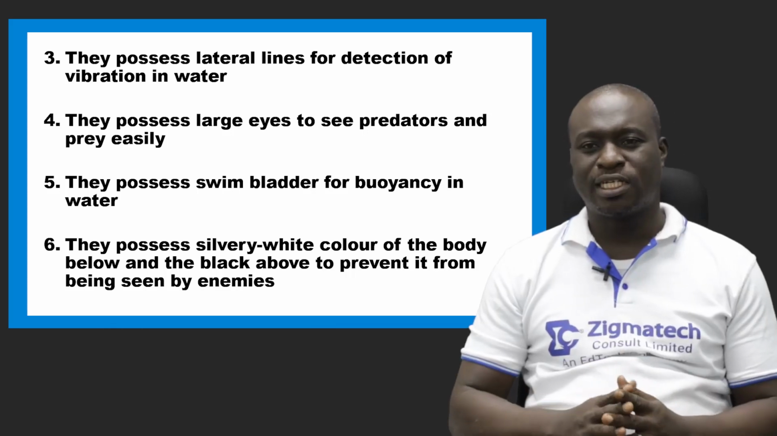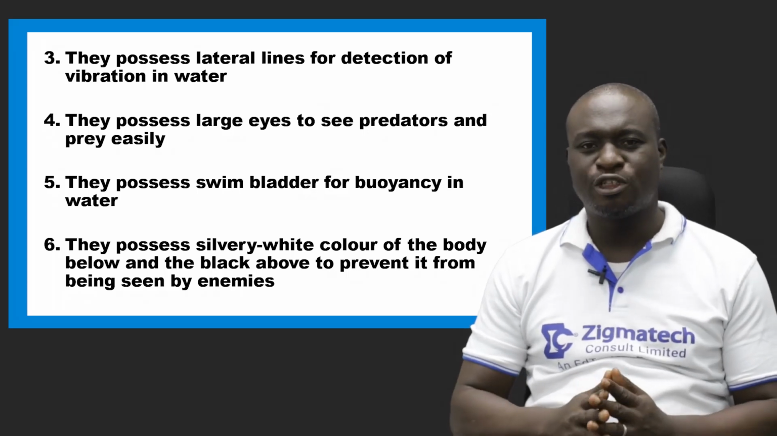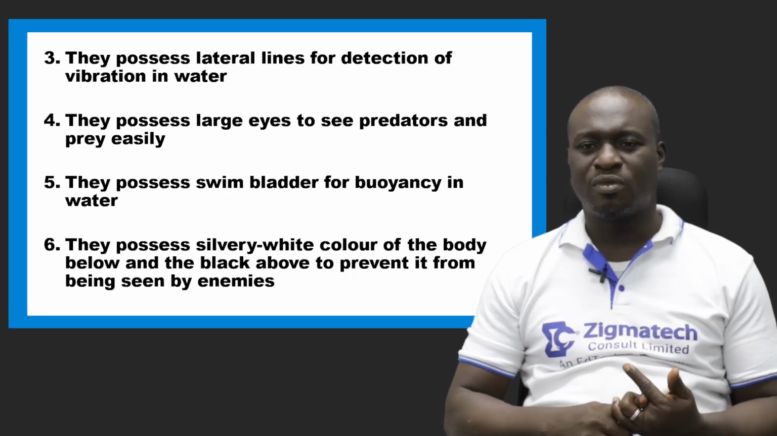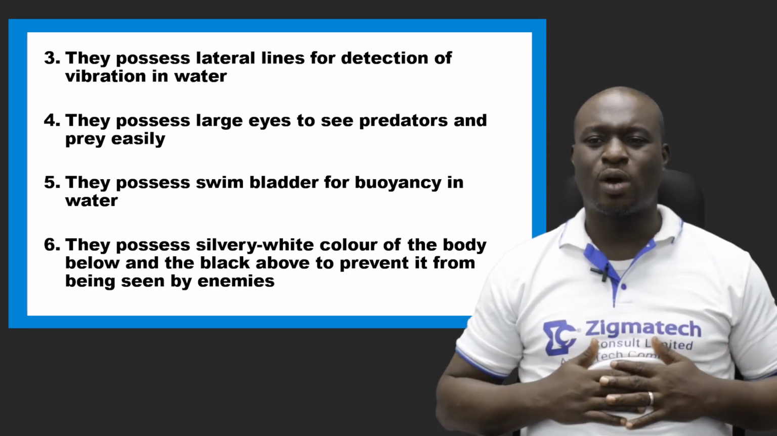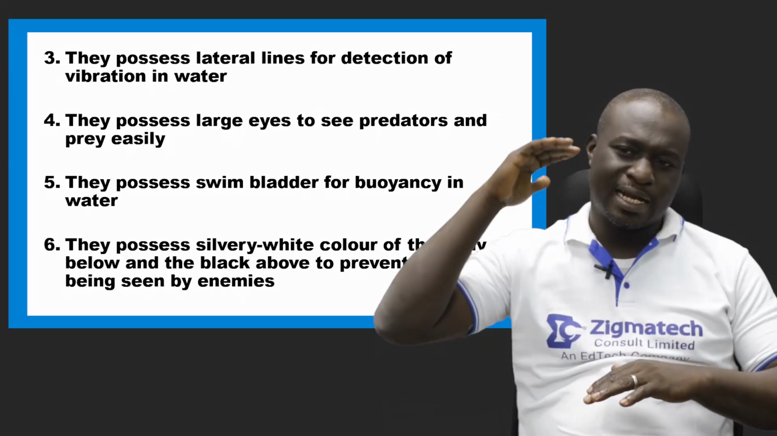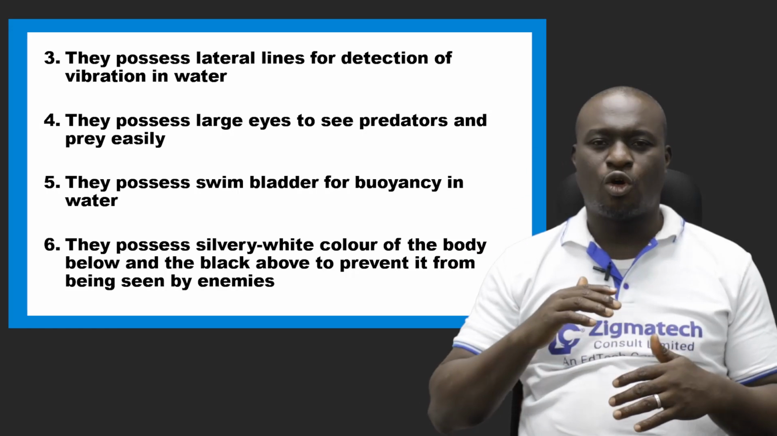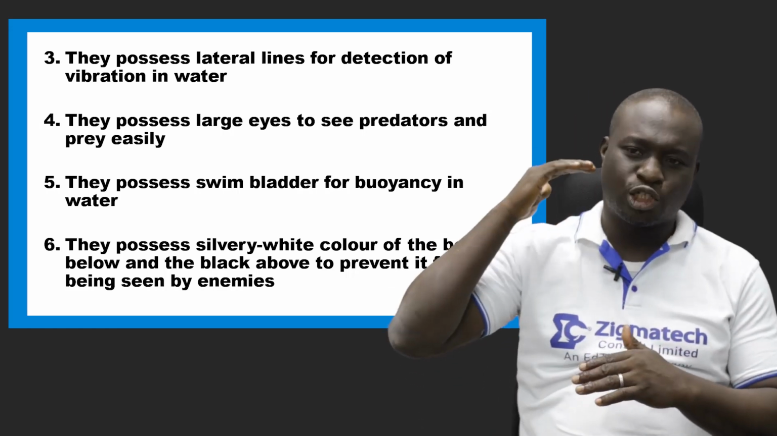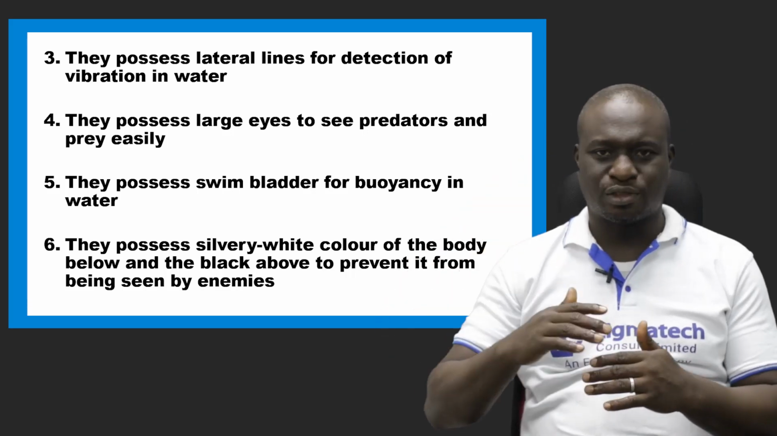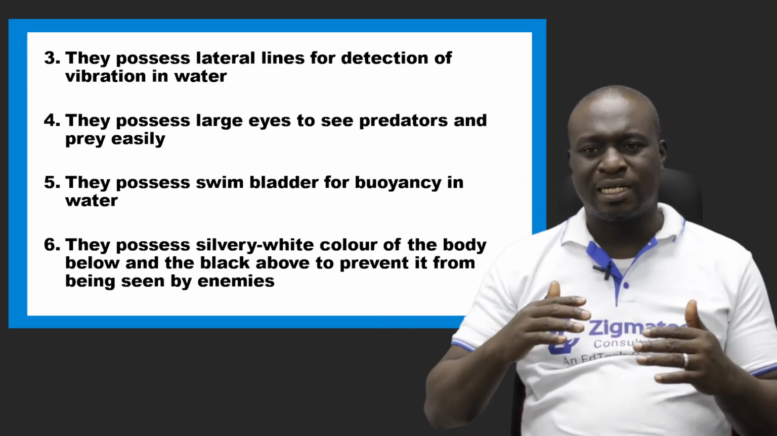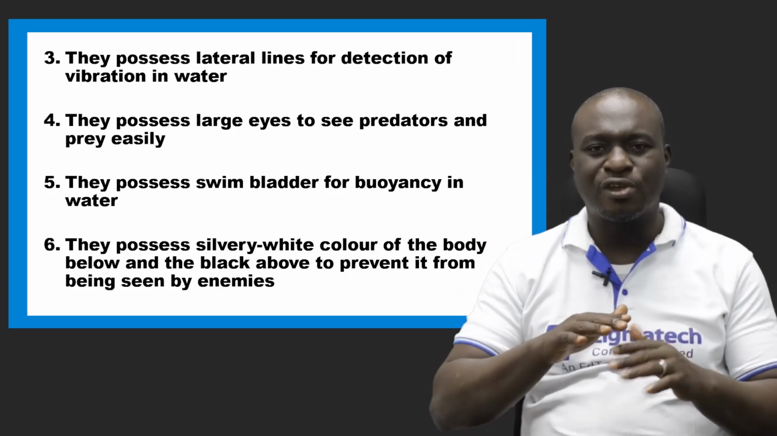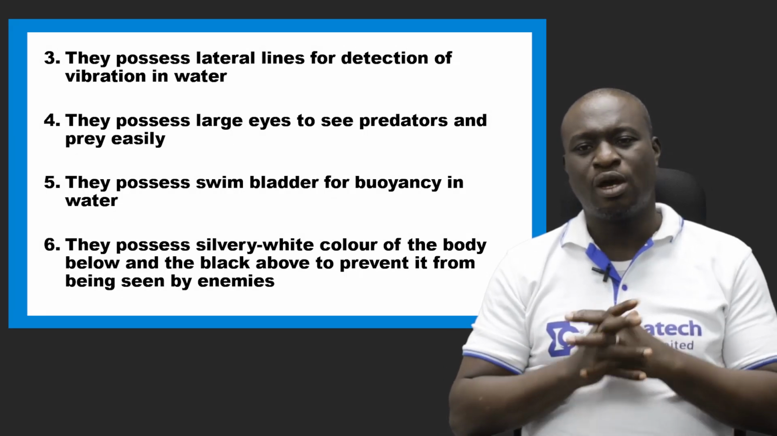Now, another important adaptive feature that is being possessed by tilapia fish is that they possess silvery white color of the body below, and then there is also a black above it. Now this is a form of what we call counter shading. It helps to prevent it from being seen by enemies. And since they can't be easily seen by enemies, it simply means they can move easily and freely in water.